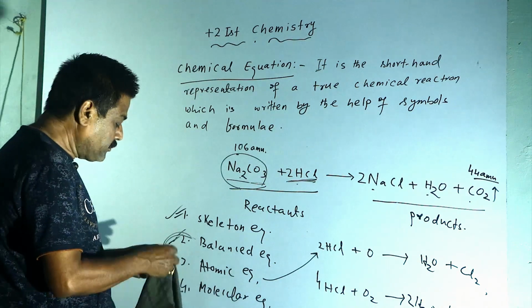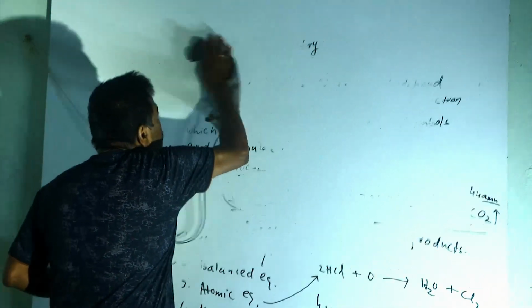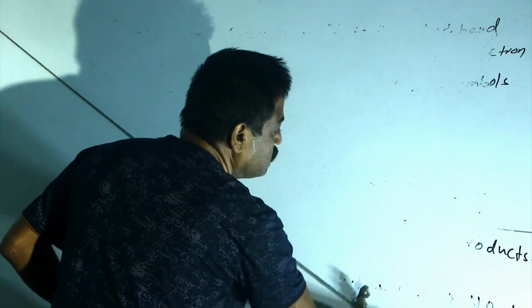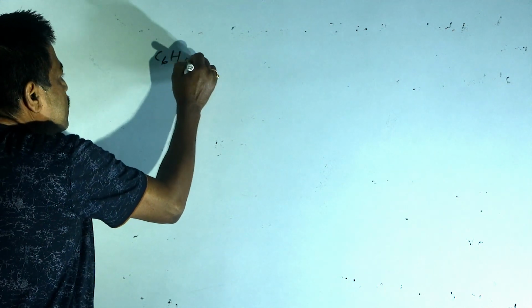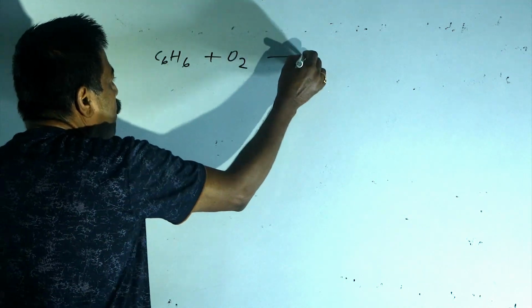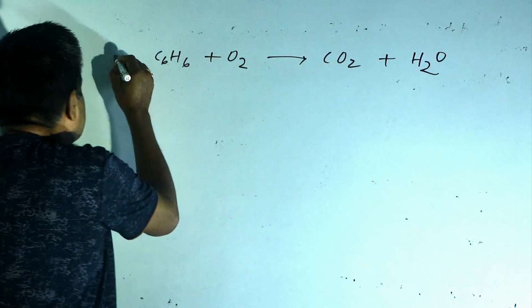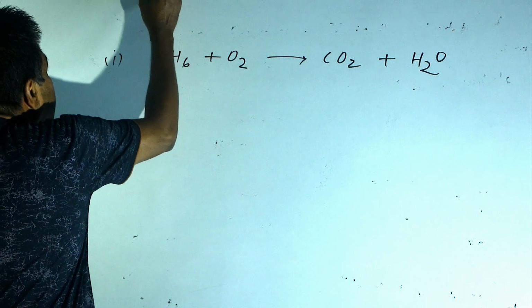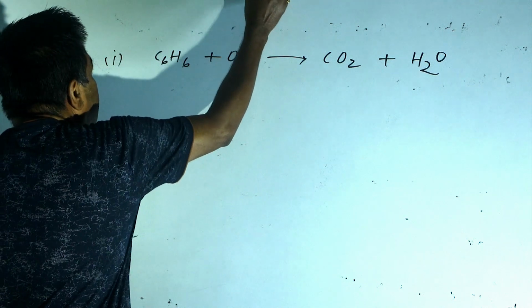Let us see a chemical equation to be balanced. A chemical equation of this type. Now let's say here is C6H6 plus O2, we get carbon dioxide and water. This is a chemical equation to be balanced by the hit and trial method. This is the simple method you have come across.